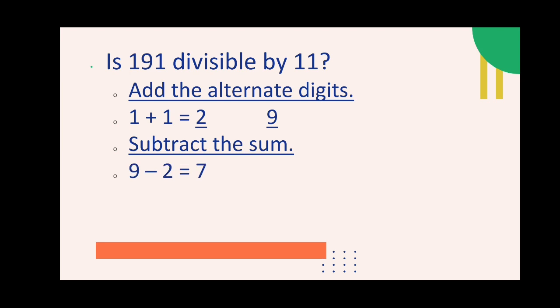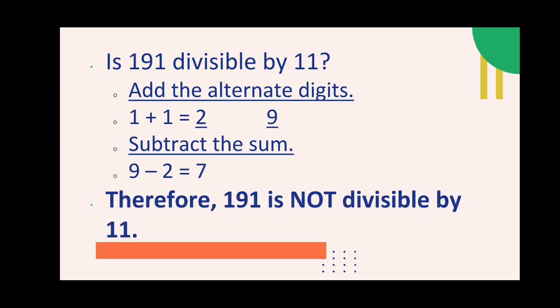So, as you can see, mas inuna natin yung mas malaking sum bago isa-subtract natin yung mas maliit na sum para hindi mag-negative yung number natin. So, ang difference between 9 and 2 is 7. So, dahil hindi 0 at 11, that means 191 is not divisible by 11.